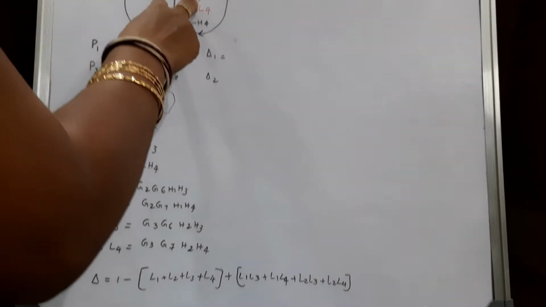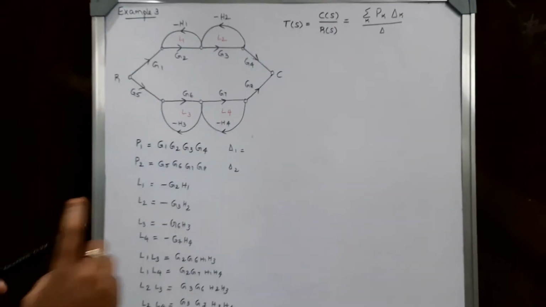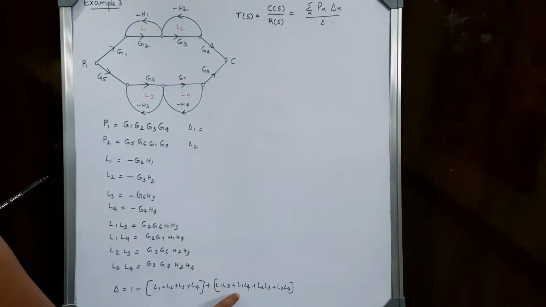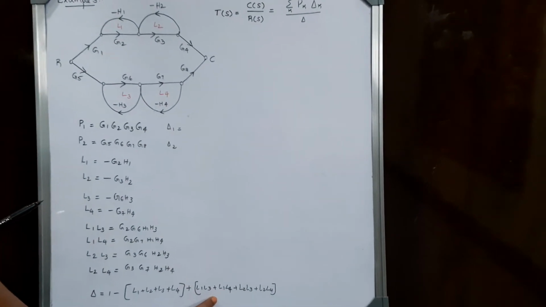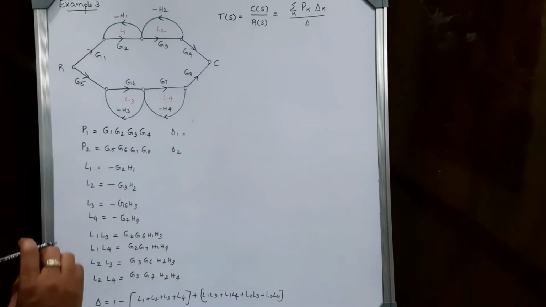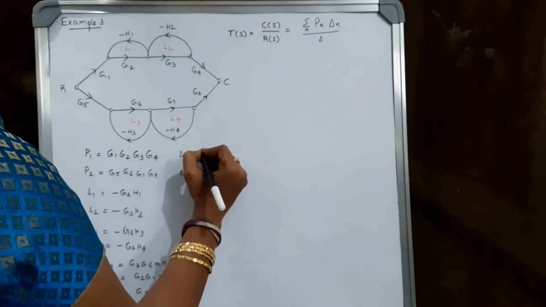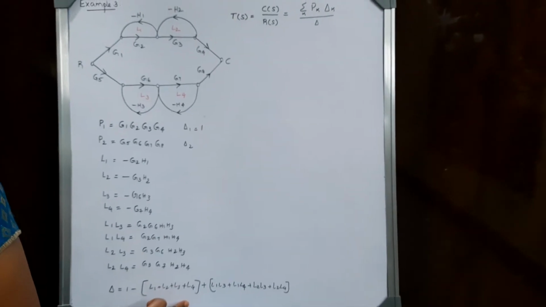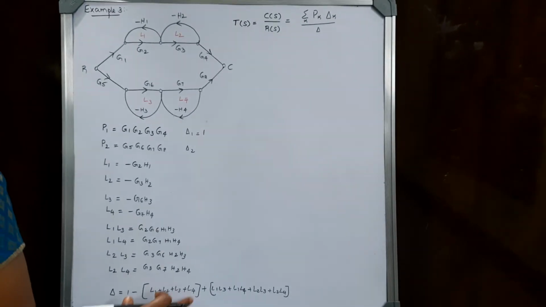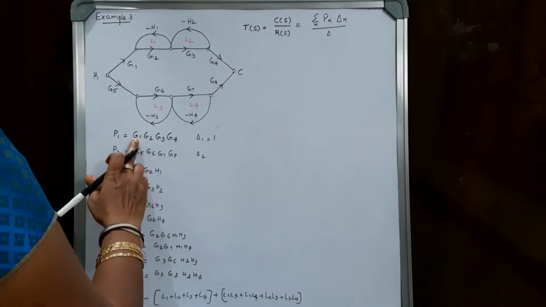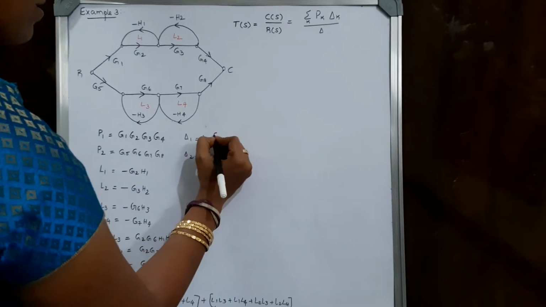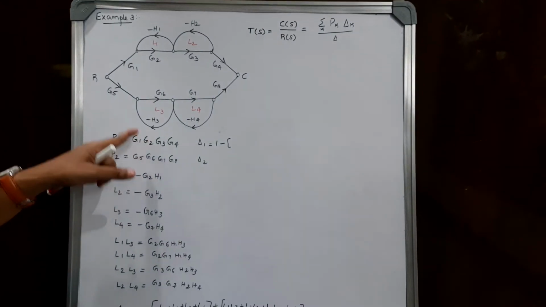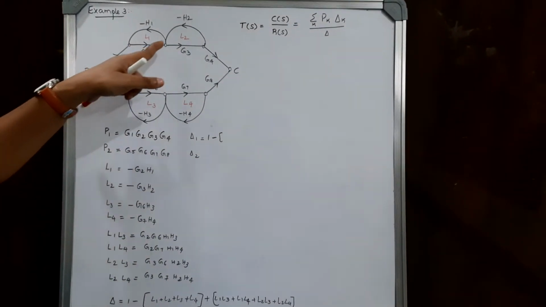Suppose if I take 3 loops, definitely it's not possible because it's going to share. So that's why we end up with only non-touching loops taken 2 loops at a time over here. Now let's calculate what is delta 1. Delta 1 is same as delta, but make sure that you consider loops which are not touching to that particular kth forward path. So 1 minus of those loops which are not touching to G1, G2, G3, G4.